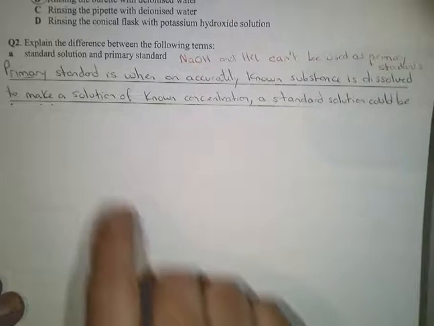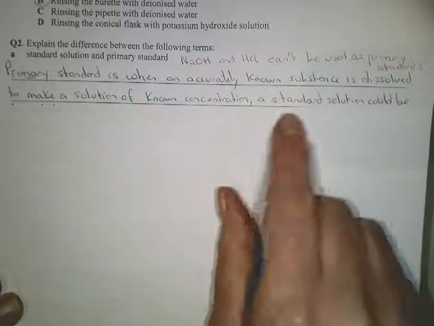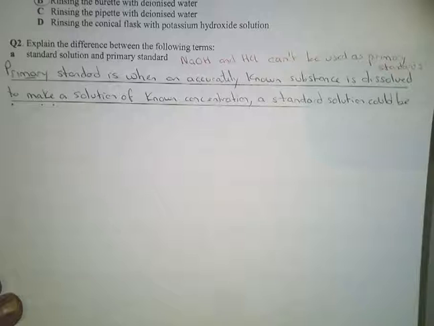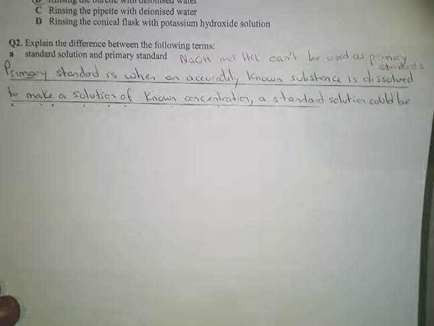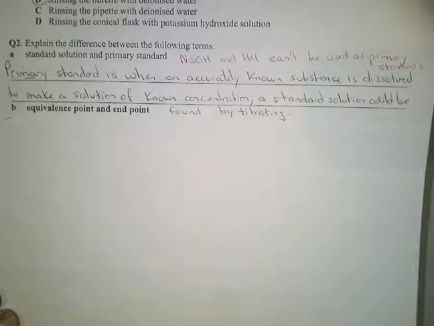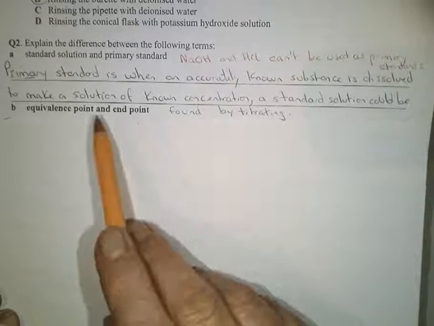A standard solution is a primary standard is when you have an accurately known substance and you dissolve it to make up a solution of known concentration. So a standard solution is something that you know the concentration of, and sometimes you can find a standard solution by titrating it with the primary standard.